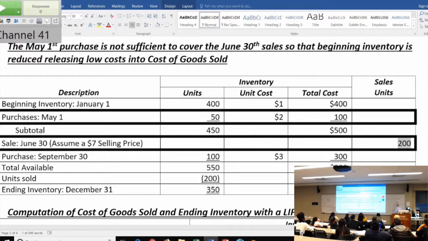The actual cost of goods sold was $250 because it liquidated.